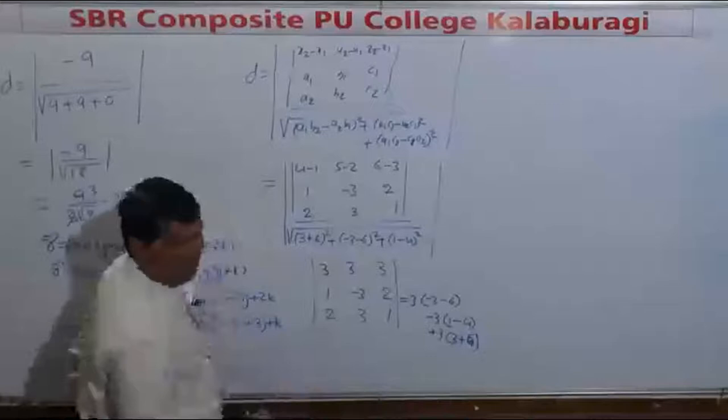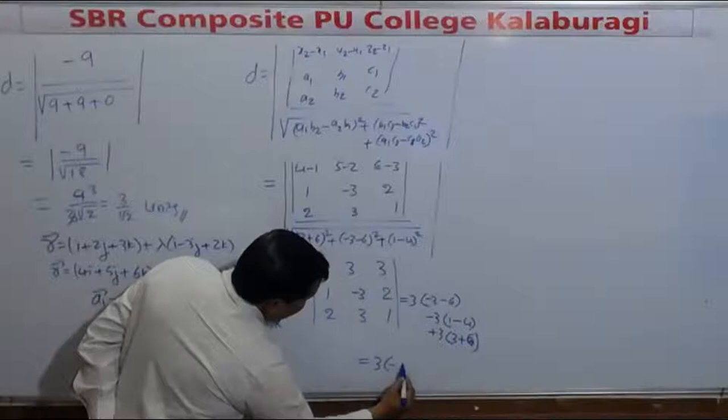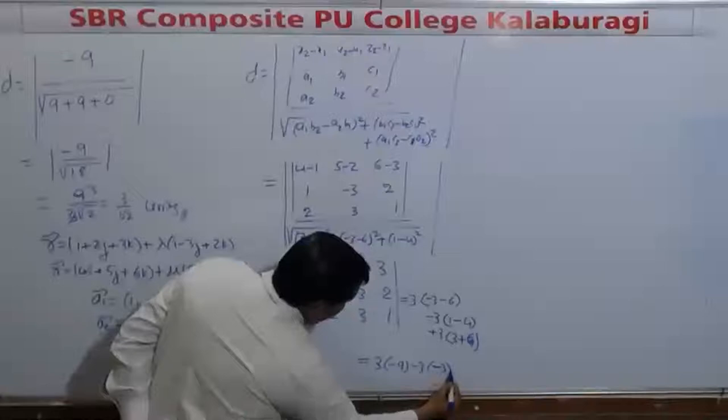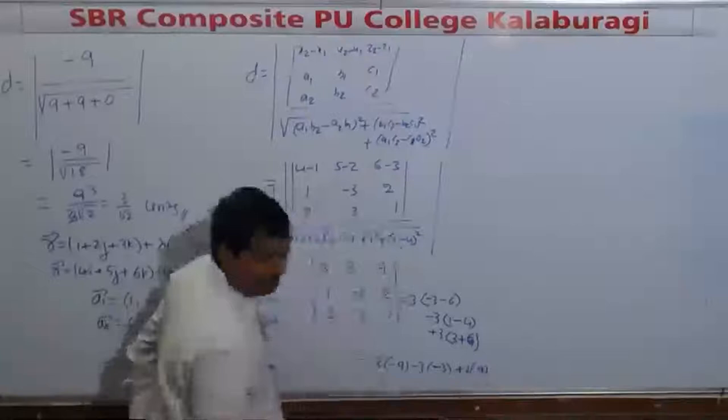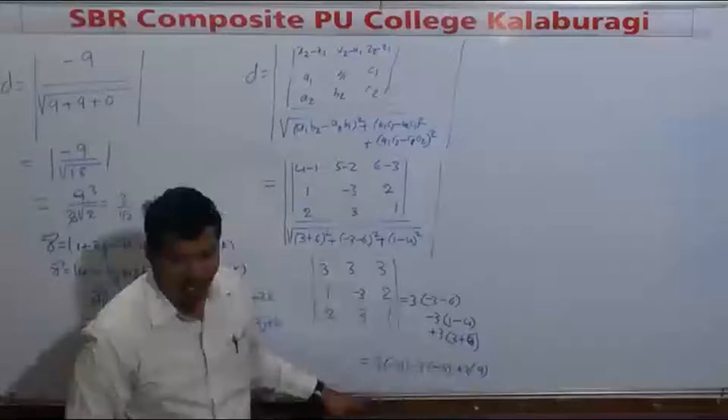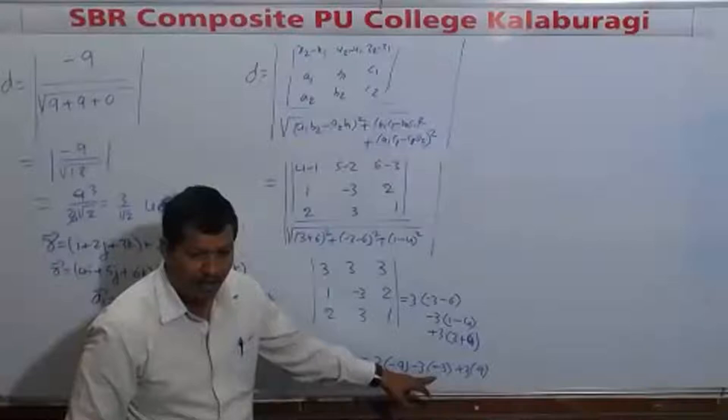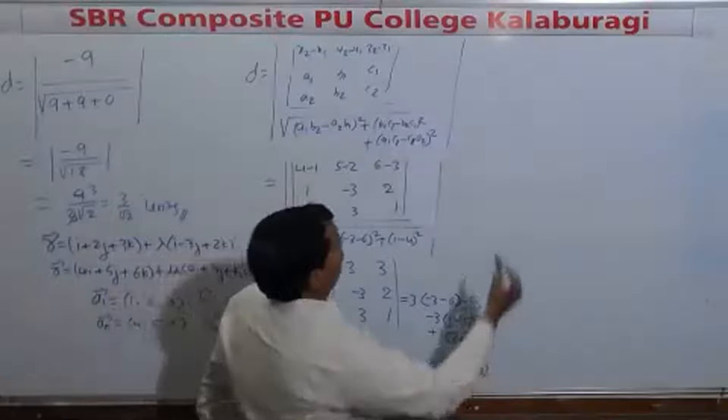This is equal to 3 into minus 9, minus 3 into minus 3, plus 3 into 9. See, 3 into minus 9 is minus 27, plus 27 gets cancelled. What is minus 3 into minus 3? Plus 9. This is equal to 9. Therefore, it is very simple. Once you know the formula, you can easily get the answer.